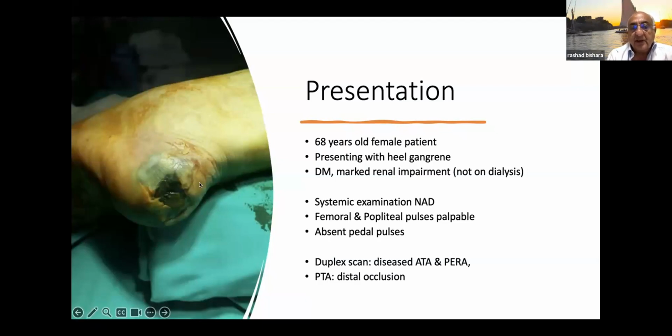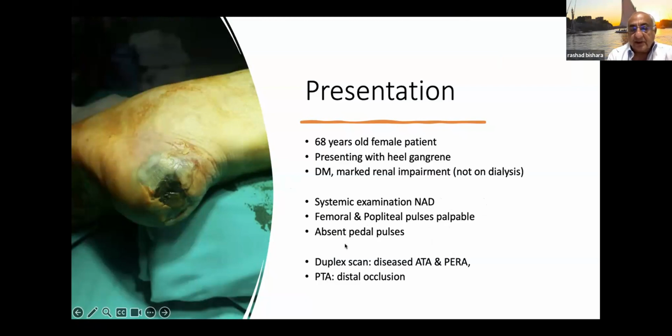As you can see, it's a patch of heel gangrene. She's diabetic. She has marked renal impairment, yet she's not on dialysis. Systemic examination was unremarkable. Examining her pulses, she had good femoral pulses and good popliteal pulses on both sides, but she had absent pedal pulses.